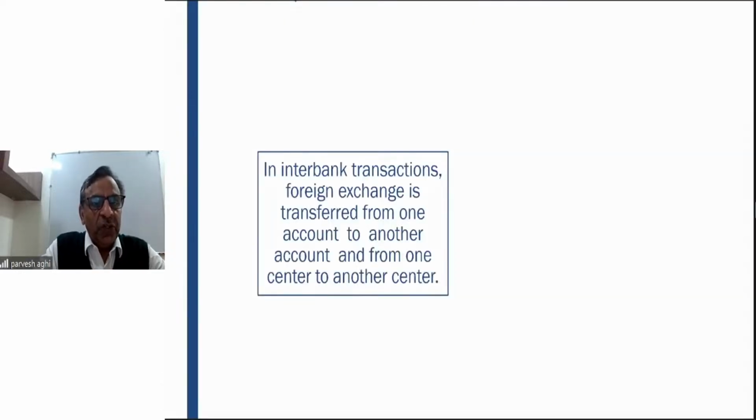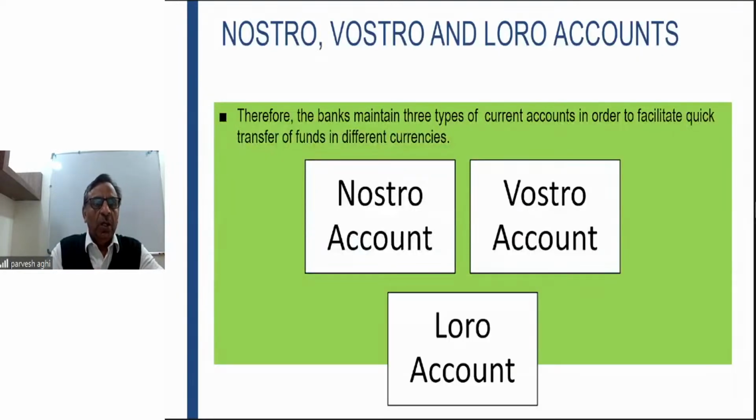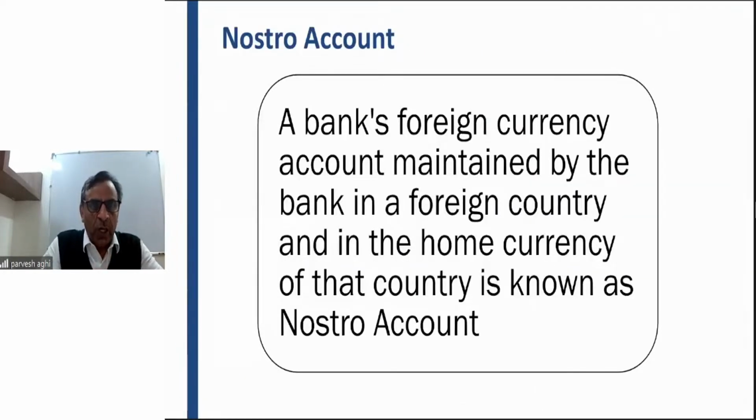So in interbank transactions, foreign exchange is transferred from one account to another account and from one center to another center. Therefore, the banks maintain three types of current accounts in order to facilitate quick transfer of funds in different currencies. So the bank has to maintain certain accounts so that it helps them to enter into foreign currency transactions. So they maintain three types of accounts: nostro account, vostro account, and loro account. So what is a nostro account?